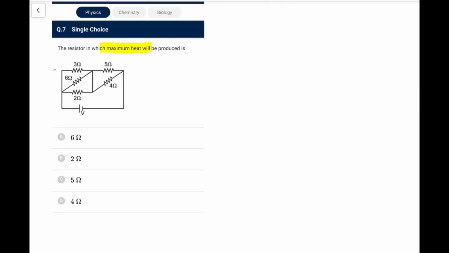Now, the resistor in which maximum heat will be produced. You see these three are in parallel, 6, 3, 2. If you do 1 by 3 plus 1 by 6 plus 1 by 2, this comes out as 6 by 6, that is 1 ohm. Let's say this point is A, this is C, and this is B. So these three in parallel give 1 ohm. These two are in parallel, 5 and 4, that is 20 by 9 ohms. This is B, and you have applied this V.